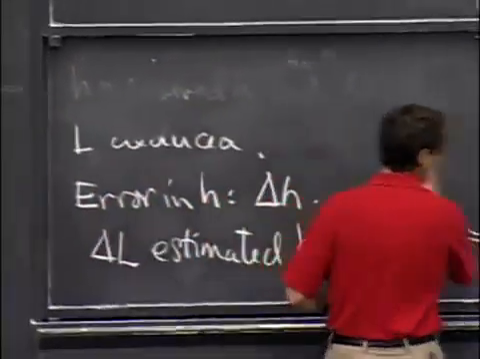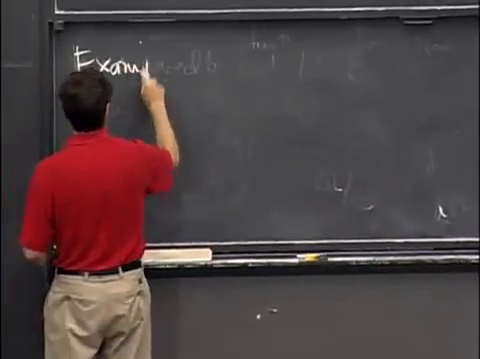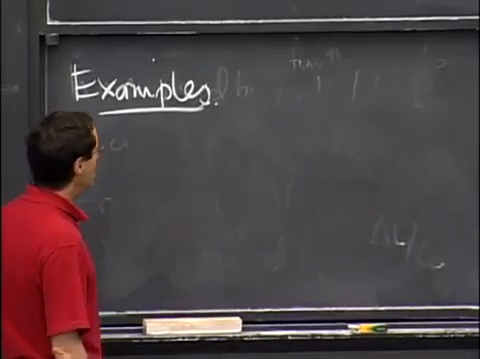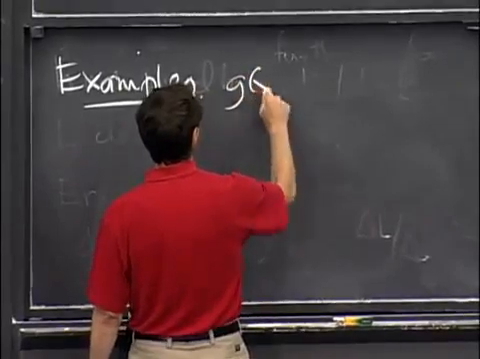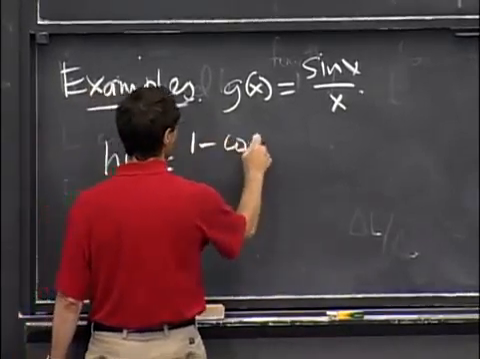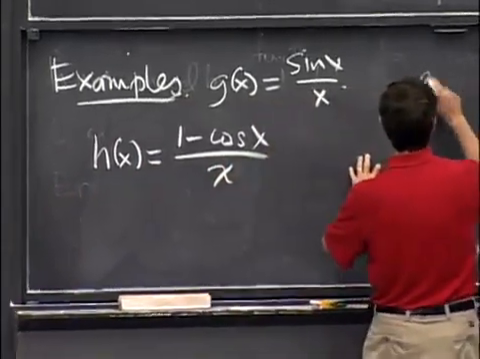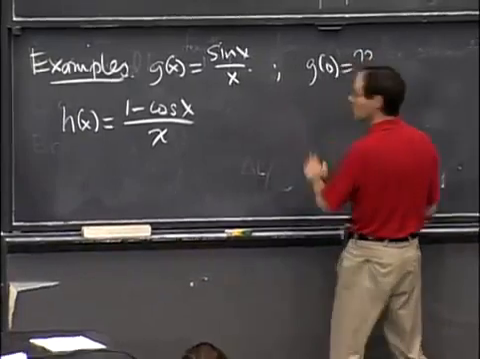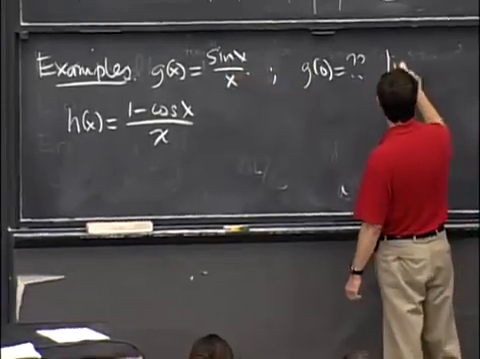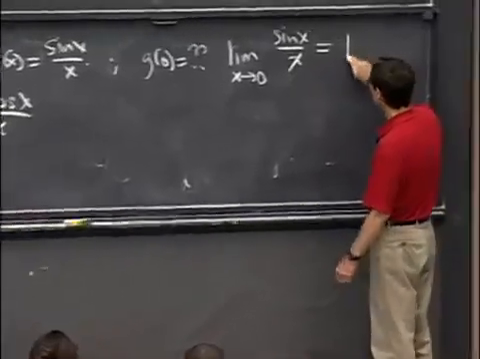Now let me give you an example of this, or actually a couple of examples. These are quite important examples which we'll be working with in just a few minutes. So the first is the function g of x, which is sine x over x, and the second will be the function h of x, which is 1 minus cosine x over x. So we have a problem: g of 0 is undefined. On the other hand, it turns out that this function has what's called a removable singularity, namely the limit as x goes to 0 of sine x over x does exist. In fact, it's equal to 1.